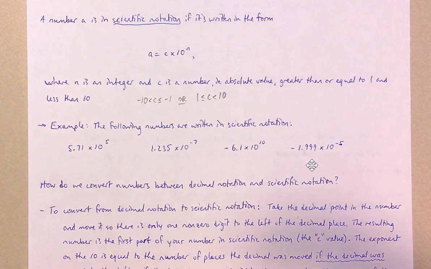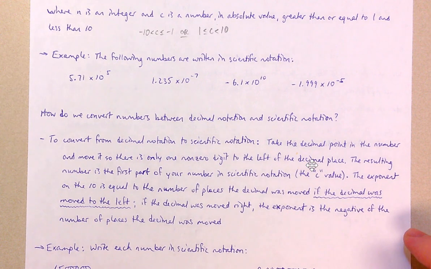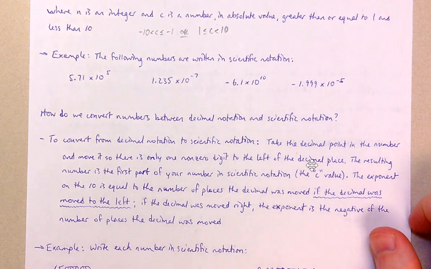Now, how do we figure out what the exponent is? The exponent on the 10 is equal to the number of places that the decimal was moved if the decimal was moved to the left. If you had to move your decimal point to the right, then the exponent on 10 is going to be the negative of the number of places that you moved your decimal point.